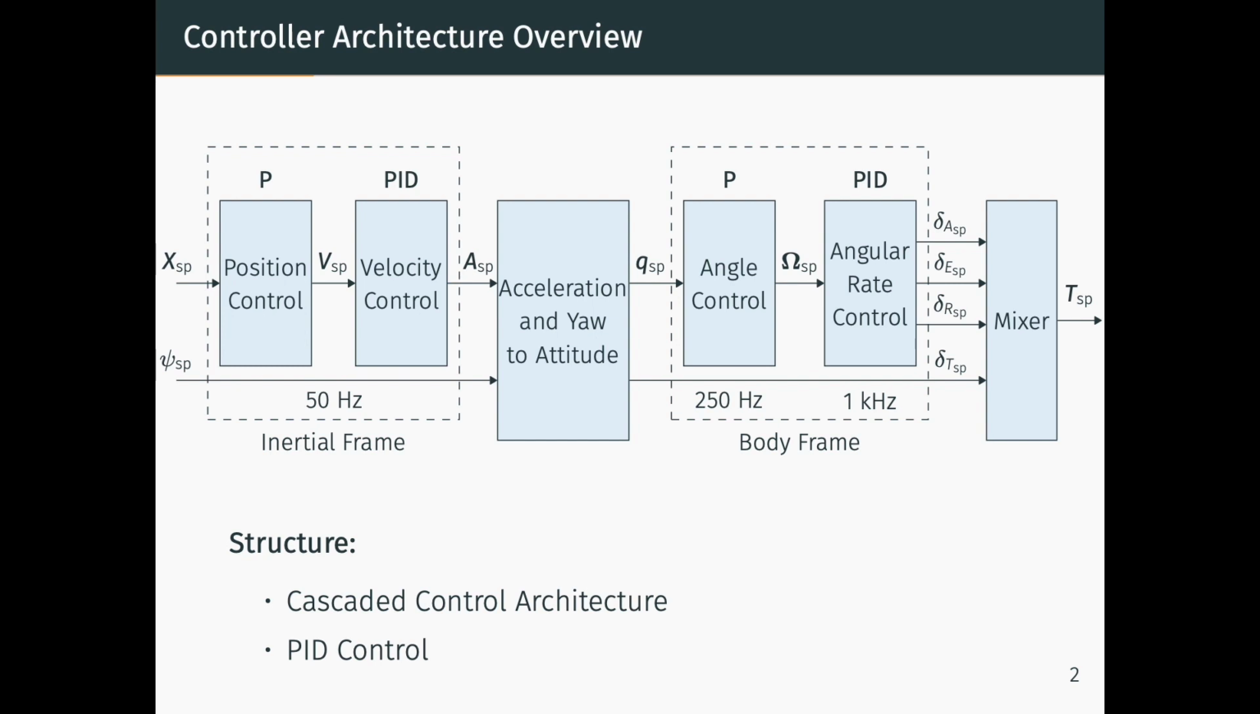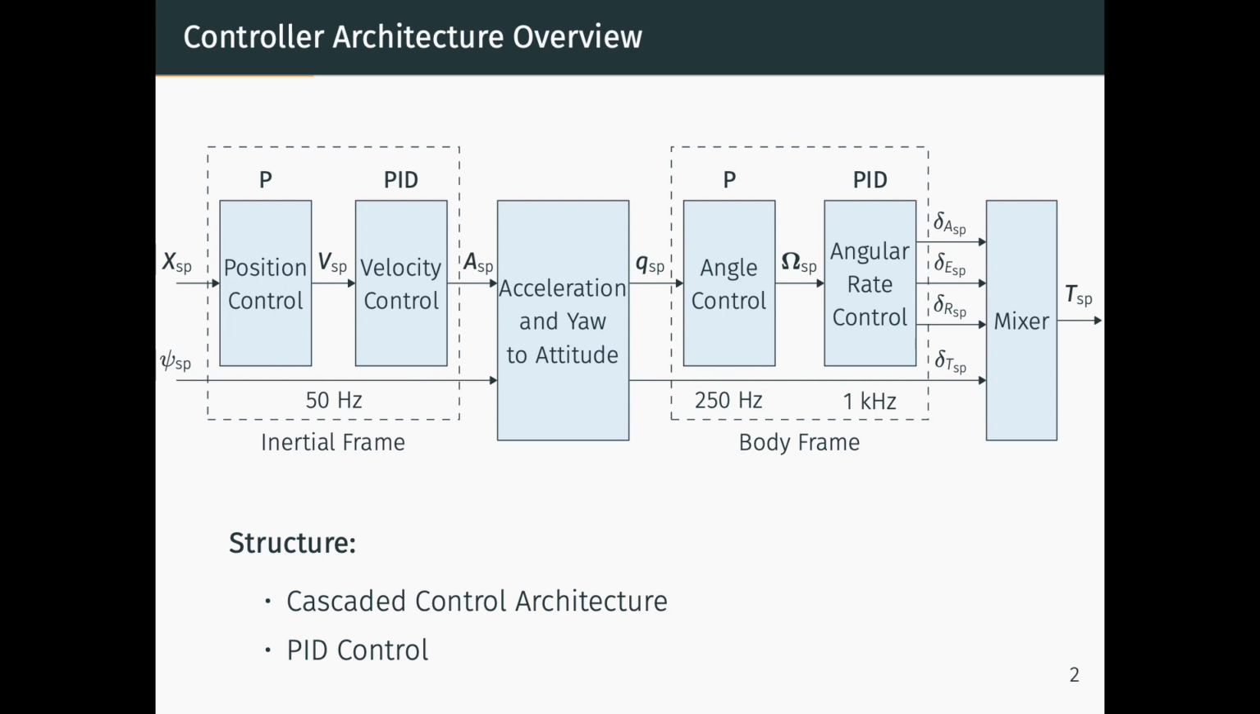Every one of these controllers is a control loop running at a specific rate. The angular rate controller runs at 1 kHz if the hardware supports it. The angle controller runs at 250 Hz, and both the position and velocity controllers run at 50 Hz.